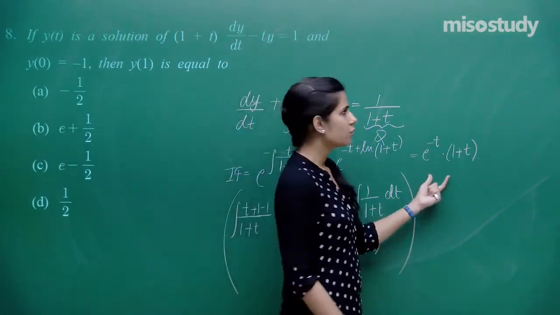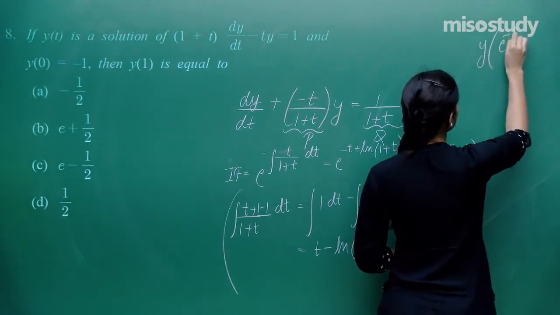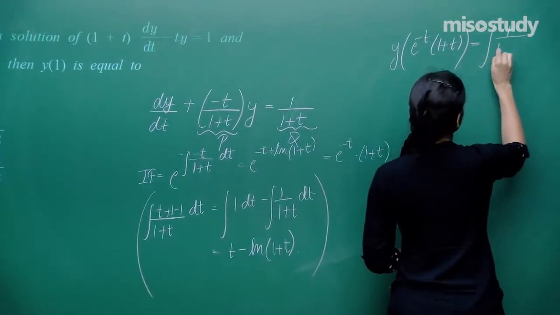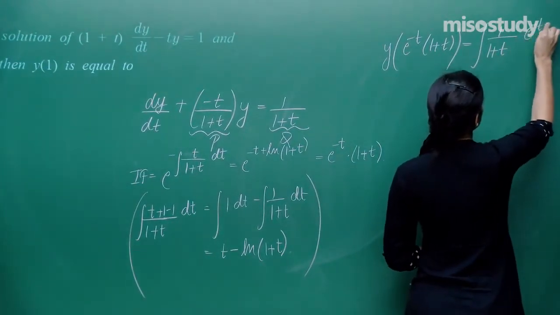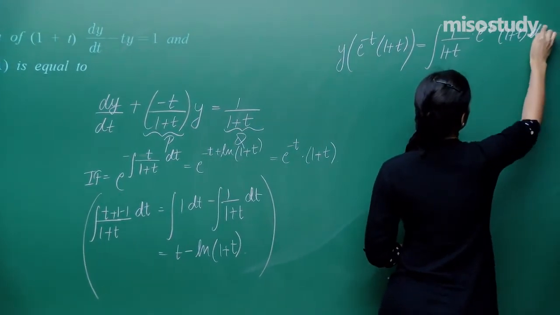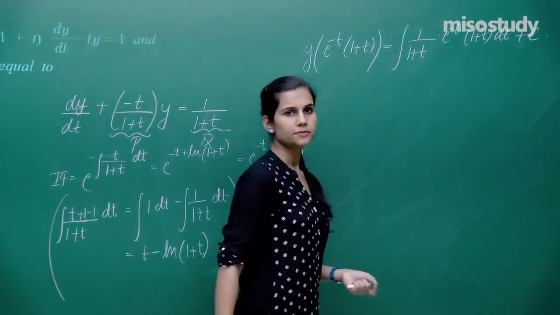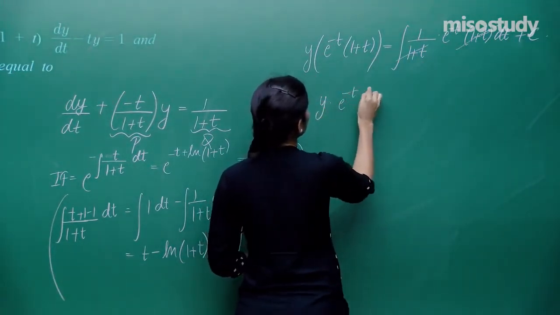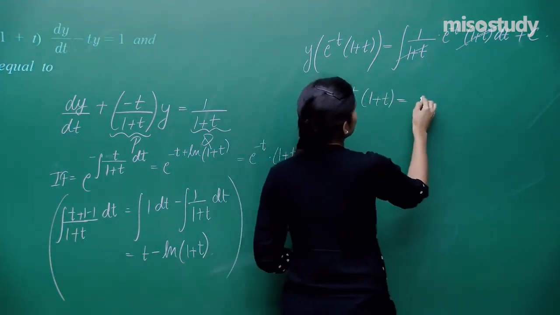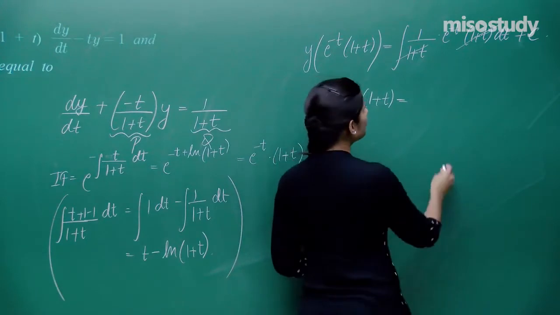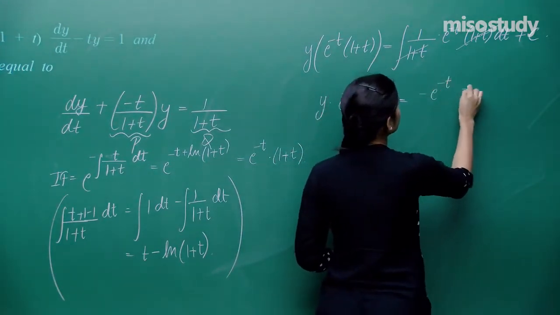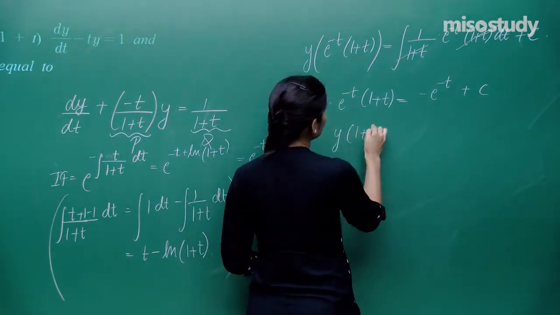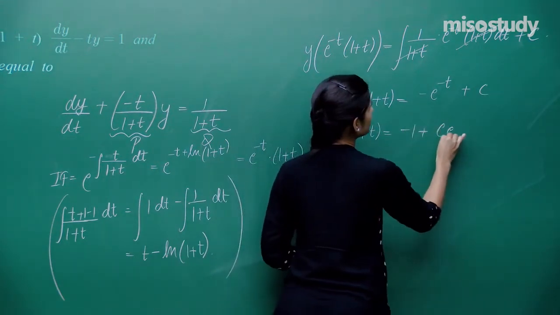If this is my integrating factor, what is my solution? Y into integrating factor is equal to integration of q into integrating factor plus constant. Q is 1 upon 1 plus t. This gets cancelled. You are left with y into e to the power minus t into 1 plus t equals integration of e to the power minus t, which is e to the power minus t upon minus 1, plus c. When you divide throughout by e to the power minus t, you get y into 1 plus t equals minus 1 plus c into e to the power t.